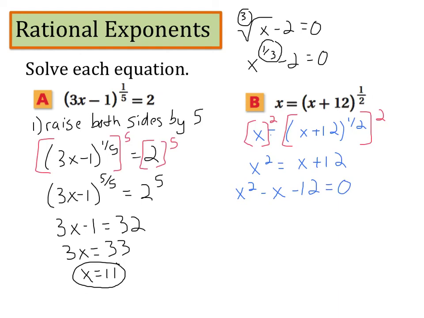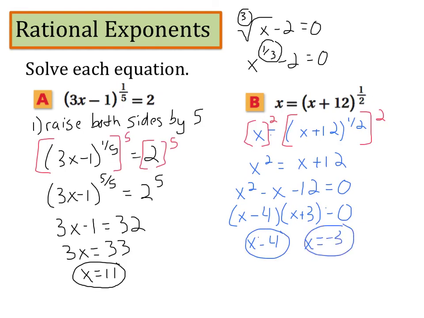Then I just factor. So I have x and x. I need 4 and 3. 4 should be negative, 3 should be positive. And then my answers are x equals 4 and x equals negative 3. And that's how we solve rational exponents.